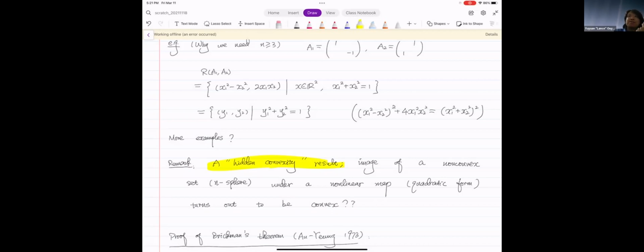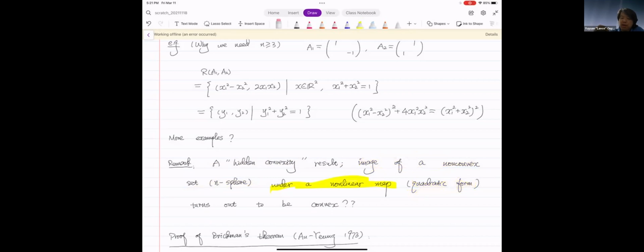As I said, linear maps of convex sets are convex. We can prove that. Nonlinear maps of convex sets are not necessarily convex. Here, what's intriguing is that we're talking about the image of a non-convex set, because we're talking about a sphere, an n-dimensional sphere. Remember, circles and spheres are not convex. And it's under a nonlinear map because we're talking about a quadratic map. And somehow the set we end up with turns out to be a convex set. This is why we call it a hidden convexity result.